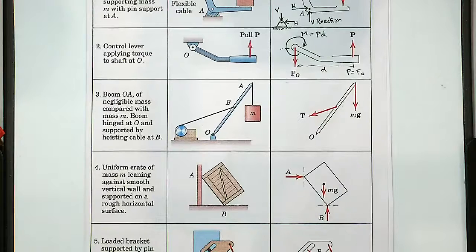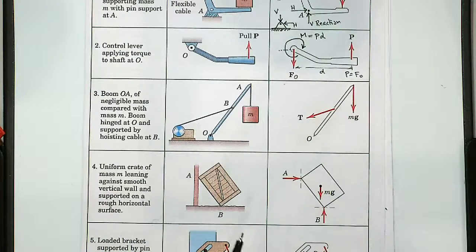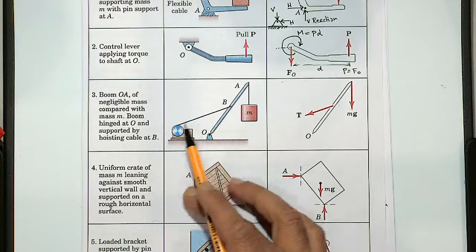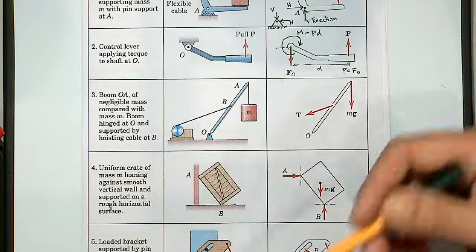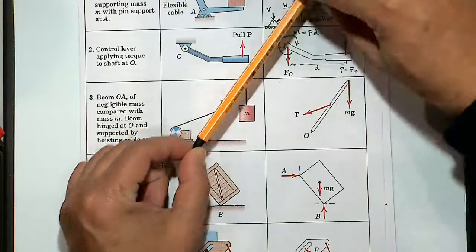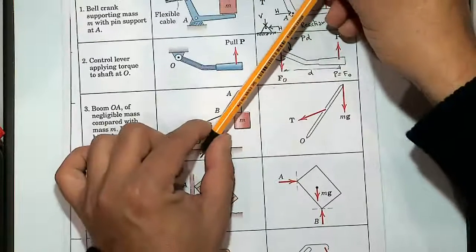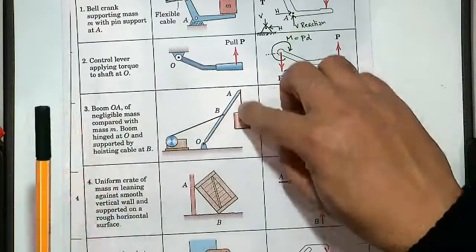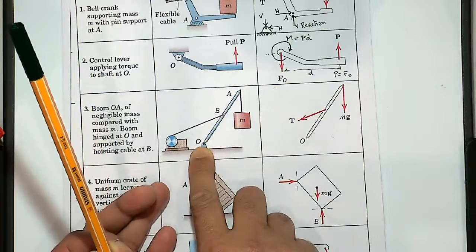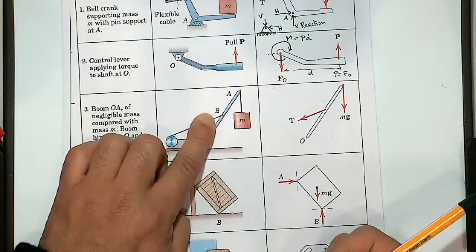Okay, next problem 3. Boom OA of negligible mass, so I'm saying it is negligible compared to the mass M, hinged at O and supported by hoisting cable at B. If you try to visualize the problem, there is this boom with a load at the tip. Under the load, what will happen? This will try to go in this direction, because the load will try to make the boom rotate about its hinge point. Now the job of this cable is to keep it at that position.